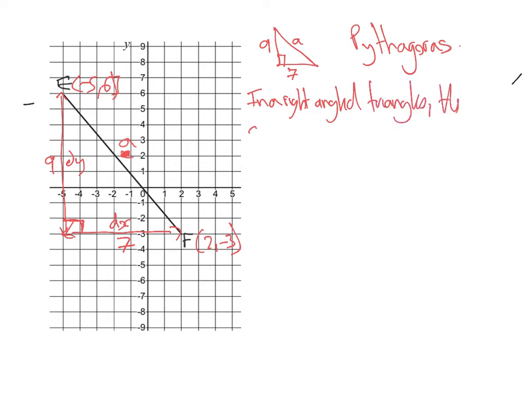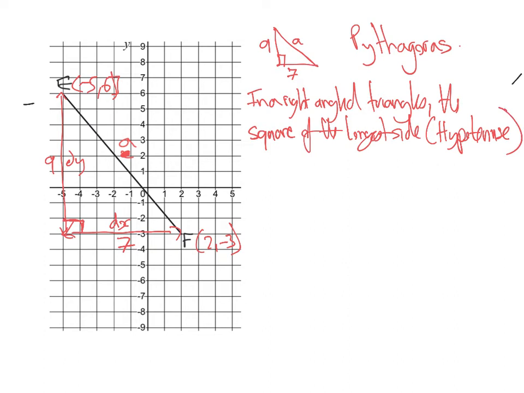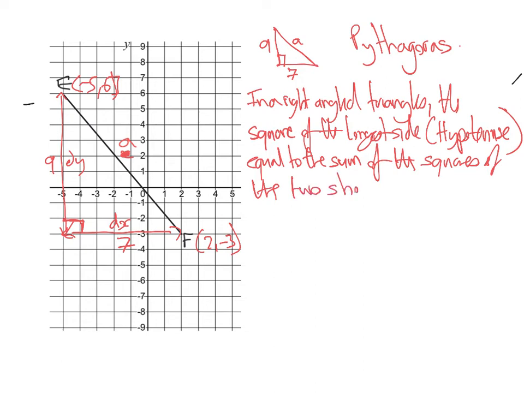The square, so when you square a number by multiplying it by itself, the square of the longest side, okay, which is called the hypotenuse, and it's always the side opposite the right angle. So the square of the hypotenuse is equal to the sum, so if you add them together, of the squares of the two shorter sides.